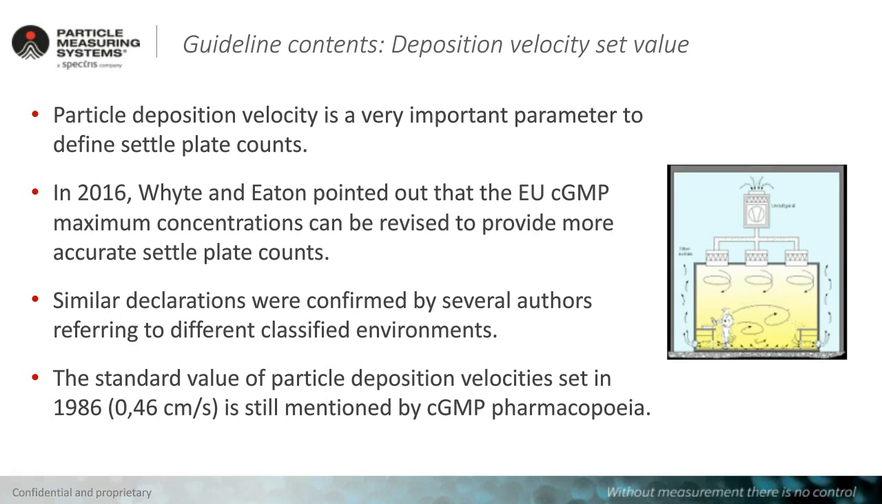There were similar declarations by other authors referring to different classified environments. Therefore, we need to understand that, at the moment, the standard value of particle deposition velocity is still set to the 1986 publication value of 0.46 centimeters per second. It is still mentioned there, but the people who originally published these data have already revised them. So it would be really great to hear some new aspects from your side, and I would like to hand over again to Felisa for some questions.